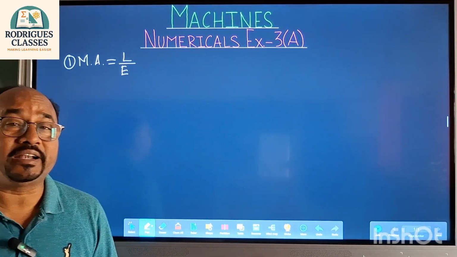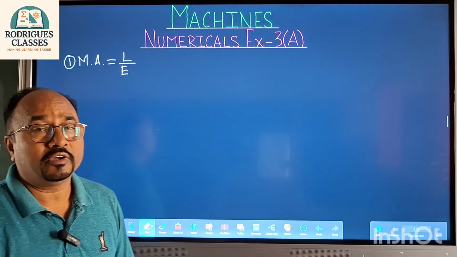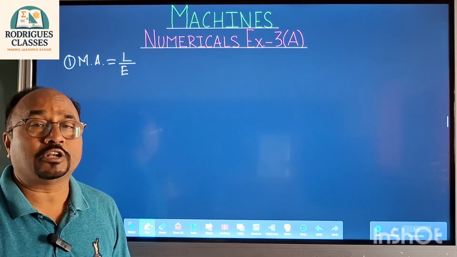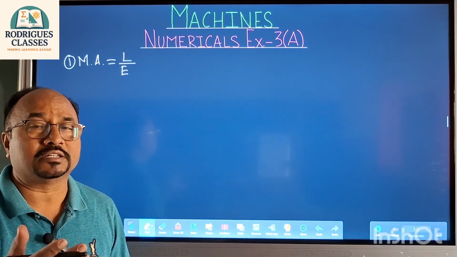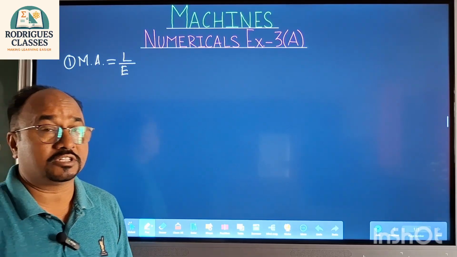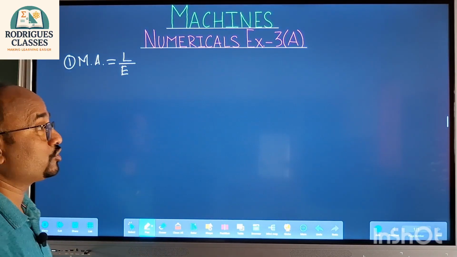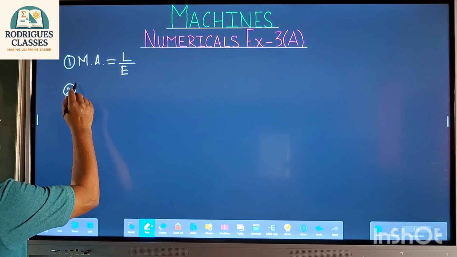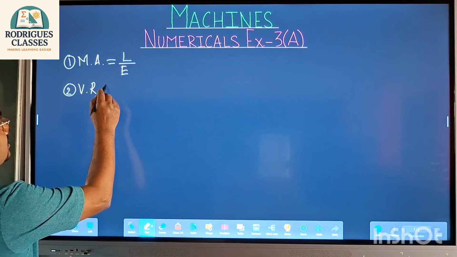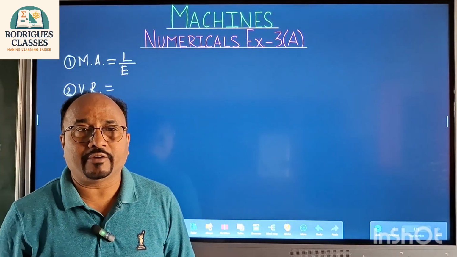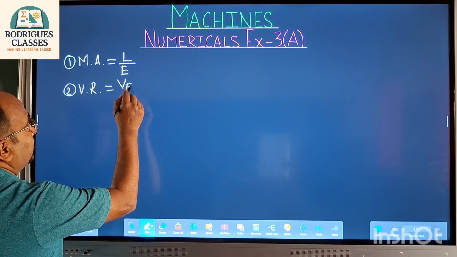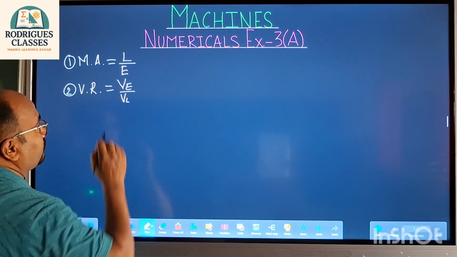Then the next important technical term is velocity ratio. Whenever a machine will be used, there will be the displacement of the load and the effort, and there will be a certain time taken for doing it. So displacement by time will become velocity. So velocity ratio will be a ratio. Velocity ratio, we will be writing it as V.R. So it is the velocity of the effort by the velocity of the load.